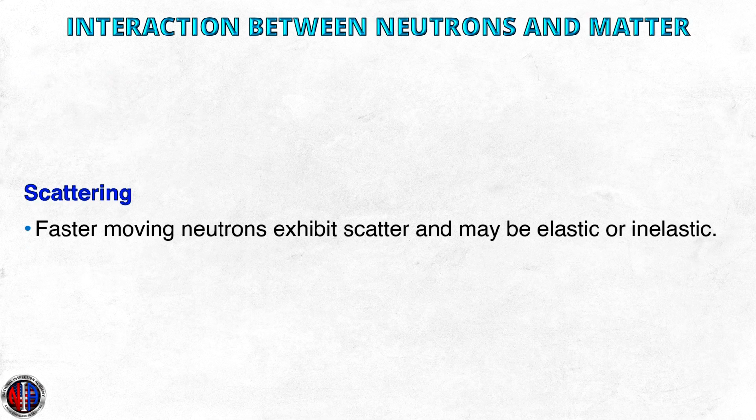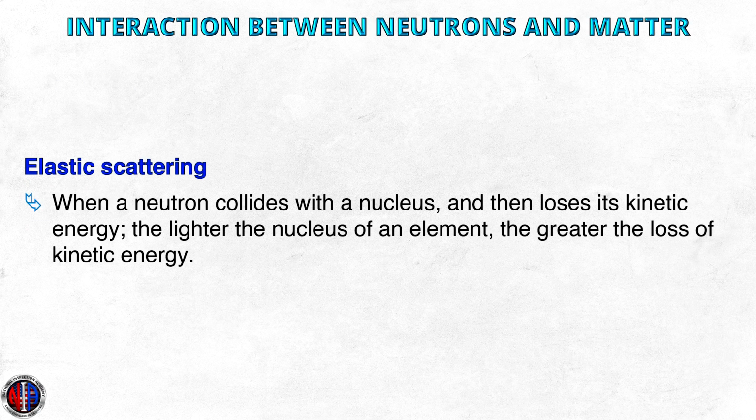Scattering. Faster-moving neutrons exhibit scatter and may be either elastic or inelastic. Elastic scattering occurs when a neutron collides with a nucleus and then loses its kinetic energy. Similar to how in a game of pool, a struck pool ball loses its kinetic energy. The lighter the nucleus of an element, such as hydrogen, the greater the loss of kinetic energy.